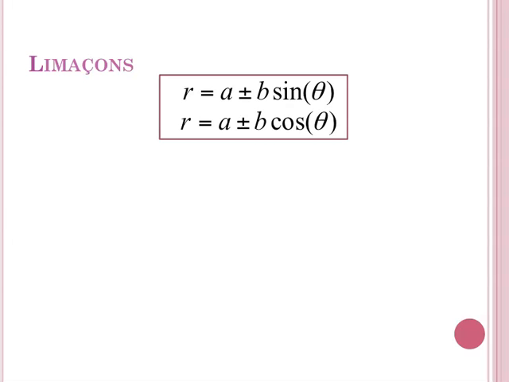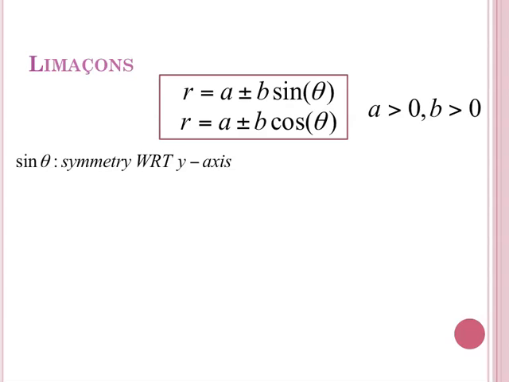Okay, so this is the group of graphs that are of the form r equals a plus or minus b sine theta and r equals a plus or minus b cosine theta. Now note that when we use this form, we're specifically stating that a is greater than 0 and b is greater than 0. So that's why we say plus or minus. That way we can keep b as being positive. Now the sine theta version of the equation is going to have symmetry with respect to the y-axis, whereas the cosine version will have symmetry with respect to the x-axis.